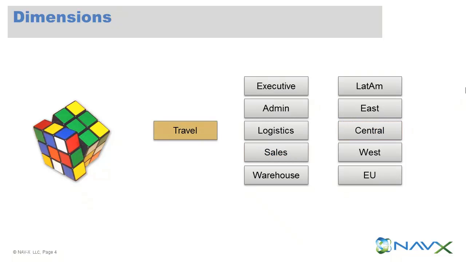It's a very positive experience that if I need to pull a report on travel expenses by executive, admin, and sales departments combined in the Central and West regions, I simply filter my chart of accounts or any of my reports by those items, and I'll have the answers. Very powerful dimensions throughout the system.